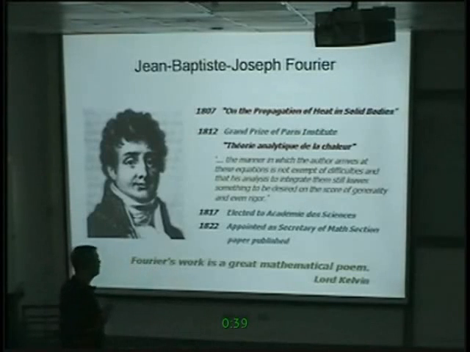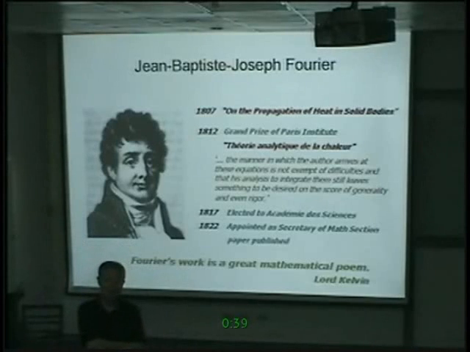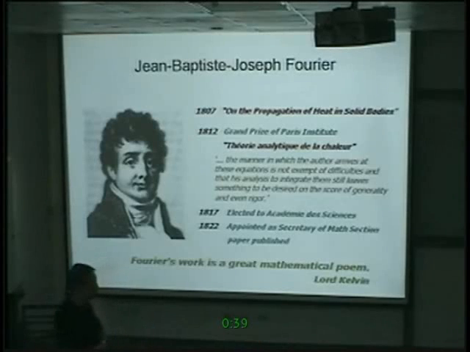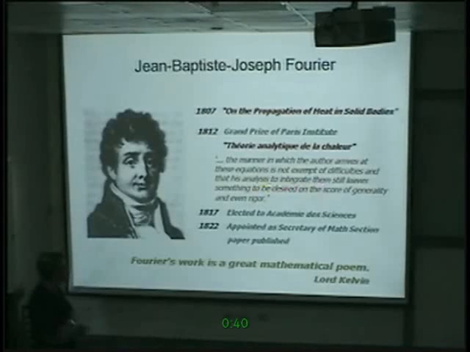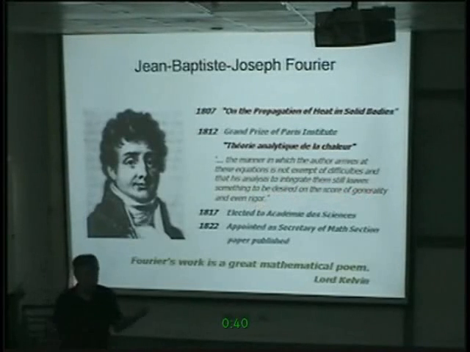Now, when he submitted his paper to the French Academy for publication, the paper was sent to be reviewed by the greatest mathematician that the French ever produced, Lagrange. Lagrange looked at the paper and decided, we already gave you the grand prize, you should be satisfied, and how can you try to publish this paper? This paper is no good. That's Lagrange's conclusion: his analysis to integrate them still leaves something to be desired on the score of generality and even rigor. It's not rigorous, not general enough.